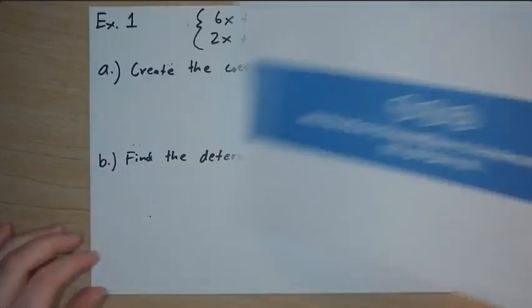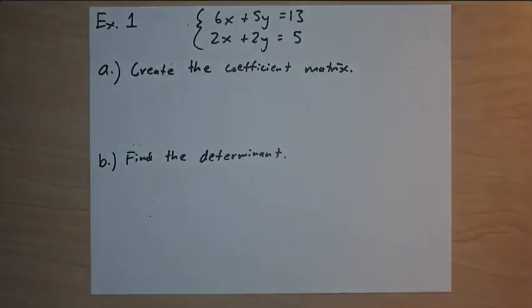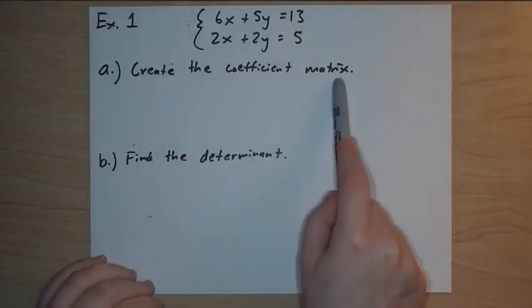This is Lab 25, Example 1. We have the system of equations, 6x plus 5y equals 13, and 2x plus 2y is equal to 5. For part A, we want to create the coefficient matrix.